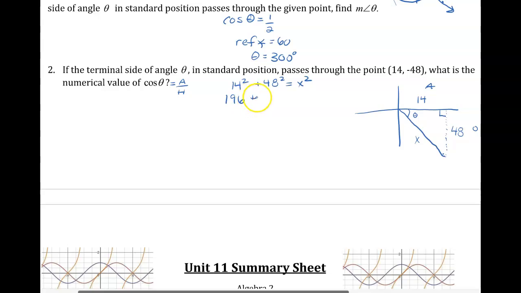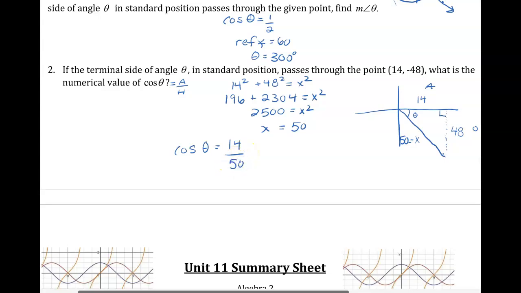48 squared gives us 2,304. And when I add those two together, we get 2,500. We square root both sides. We get x equals 50. So now we know that third side, which is our hypotenuse. So we have cosine of our angle is equal to the adjacent over the hypotenuse.